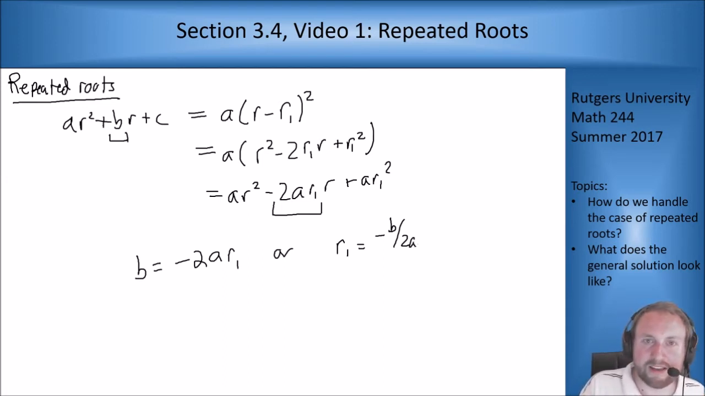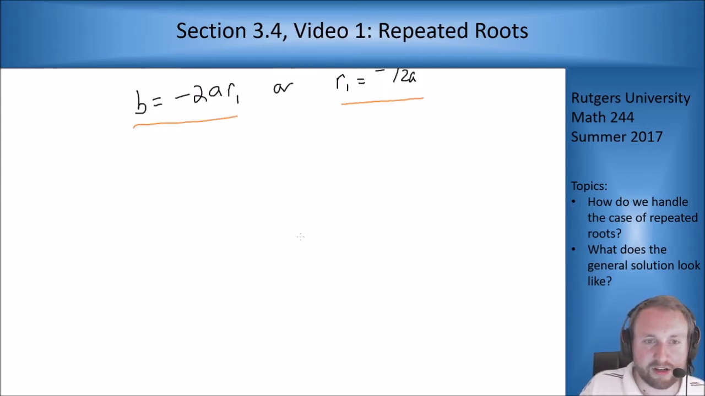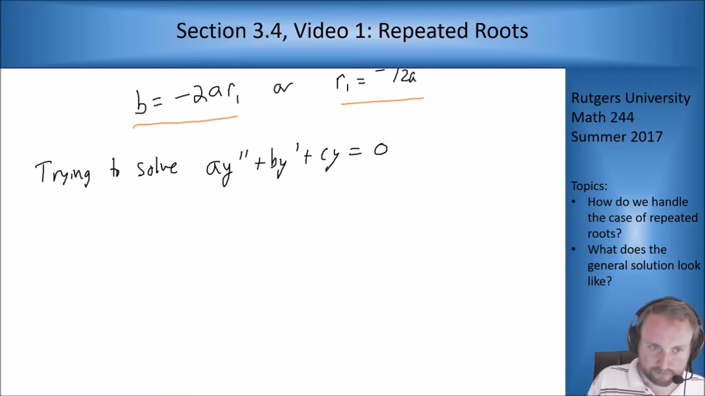It turns out these things are going to be important when we start trying to solve the equation, and we'll see where they show up in a little bit. So let's go back to the beginning. We're trying to solve ay double prime plus by prime plus cy equals 0.